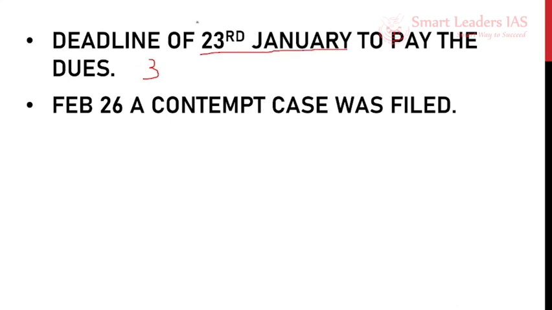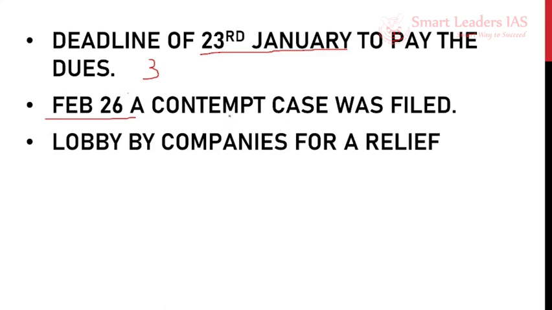On 23rd January, which was the deadline of the Supreme Court, no company was able to pay the entire amount. Just on a token basis, some of the companies paid 1,000 crores, some paid 550 crores like that. So in February, a contempt case was filed. Contempt means failing to oblige or obey the orders of the court. And who actually filed this contempt case is not the government, because the government is a party involved. It was just a clerk in the Supreme Court itself. Taking this contempt case, it said, again, you have to pay within a month.